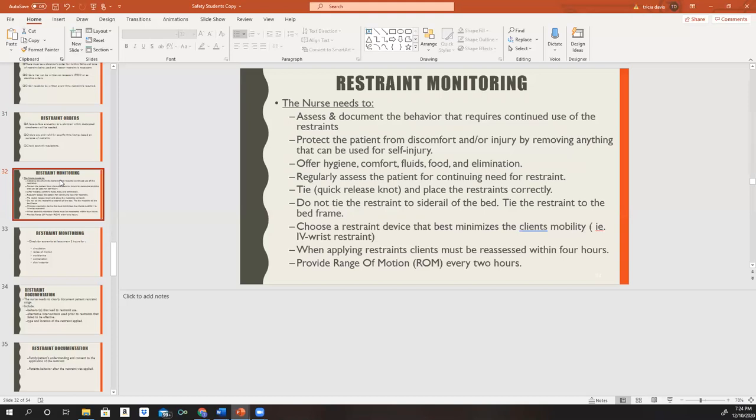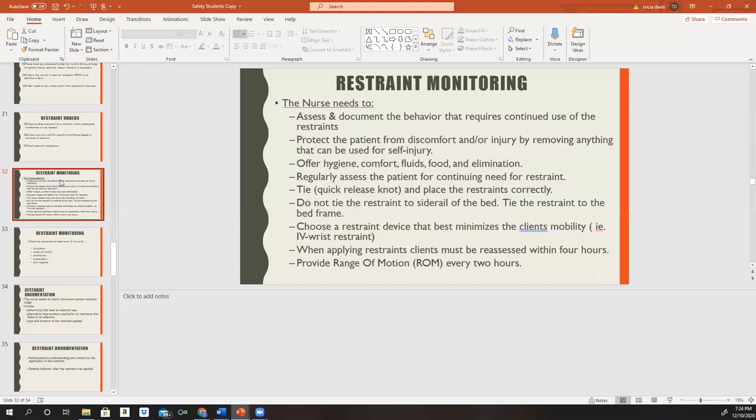You want to make sure that when they're in these restraints, you're offering them hygiene and comfort. Are they comfortable? Can I readjust your pillow? Are you cold? Are you hot? Do you want something to drink? Can I order you some lunch? Do you need to go to the restroom? Regularly assess the patient for continued need for the restraint.